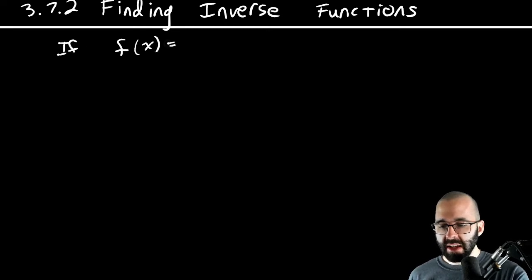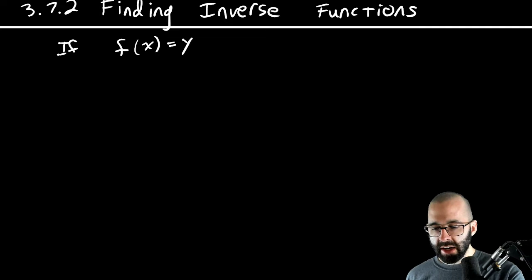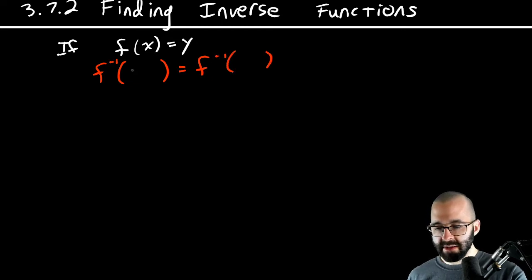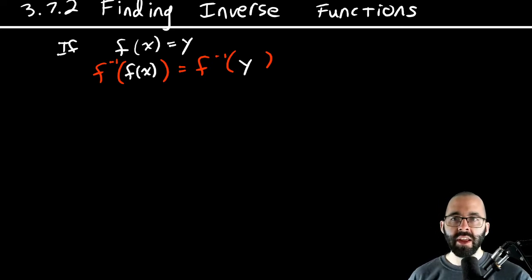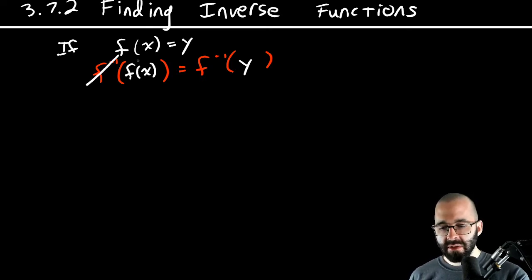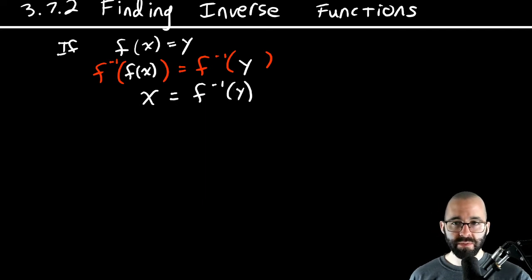So if f of x equals y, we can take the inverse function of both sides, right? I can say, let's look at f inverse of the left-hand side. That's going to equal f inverse of the right-hand side. It's a function. We can take a function of both sides. But what happens by the definition of function inverses? F inverse of f, these cancel each other out. We're just left with x equals f inverse of y.